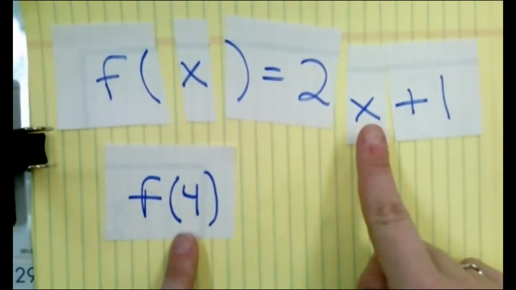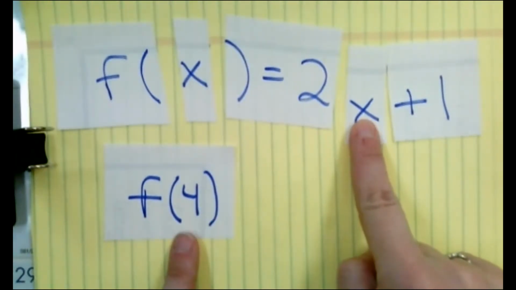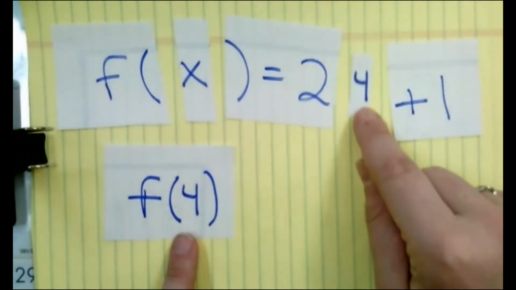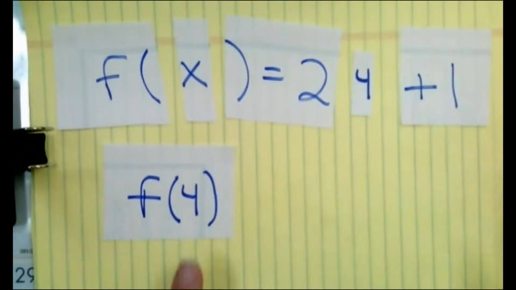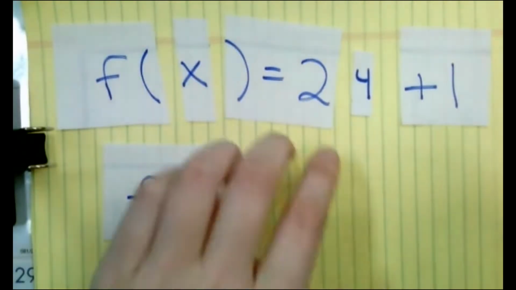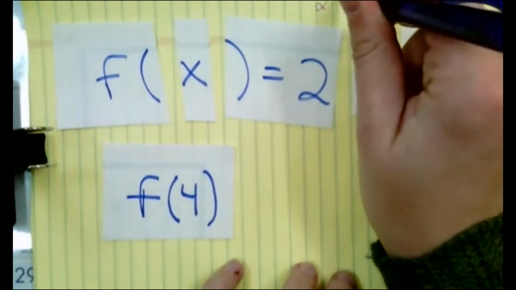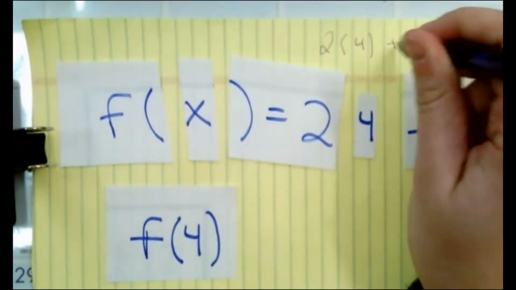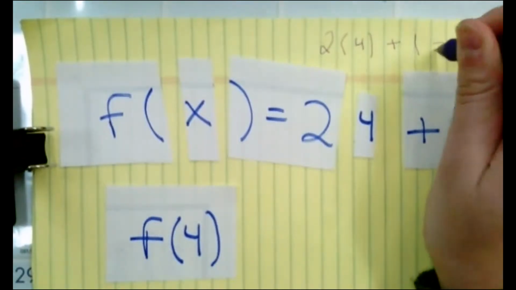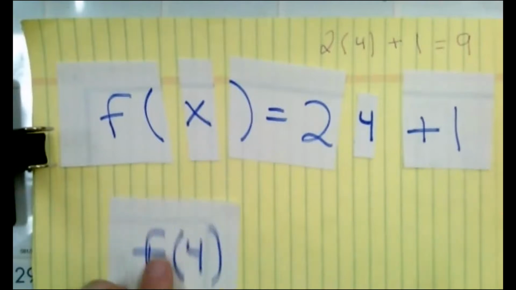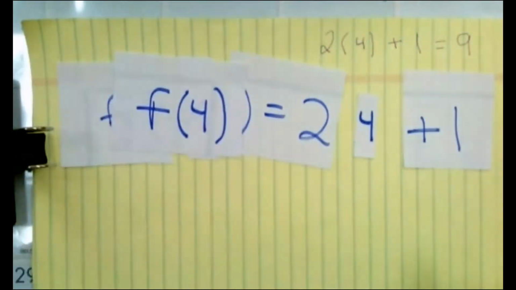What that means to us is on the other side, this x is also going to get removed and replaced with a 4. Now, when we do that replacing, I do want to point out that it should be in parentheses. So what our problem now looks like would be 2 parentheses 4 plus 1. So our answer for a problem like this would become 8 plus 1, which gives us 9. So what does f of 4 equal? f of 4 equals 9.